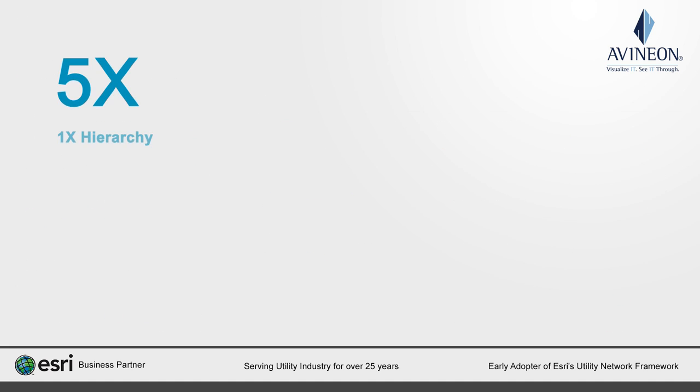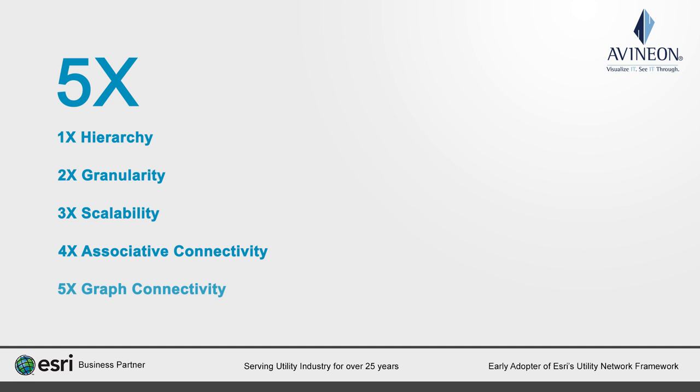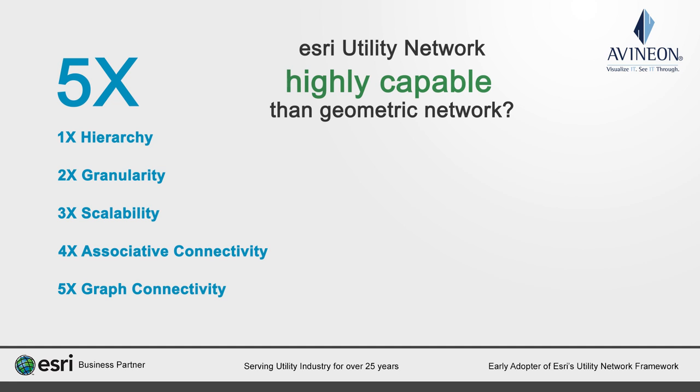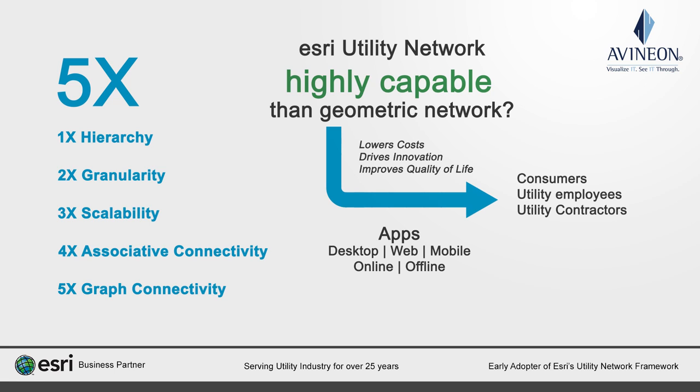For these 5 reasons, hierarchy, granularity, scalability, associative connectivity, and graph connectivity, we think Esri's utility network offers significantly greater capability compared to the traditional geometric network. This capability, when rolled out as apps, will lower costs, drive innovation, and improve the user experience of GIS users at every level.